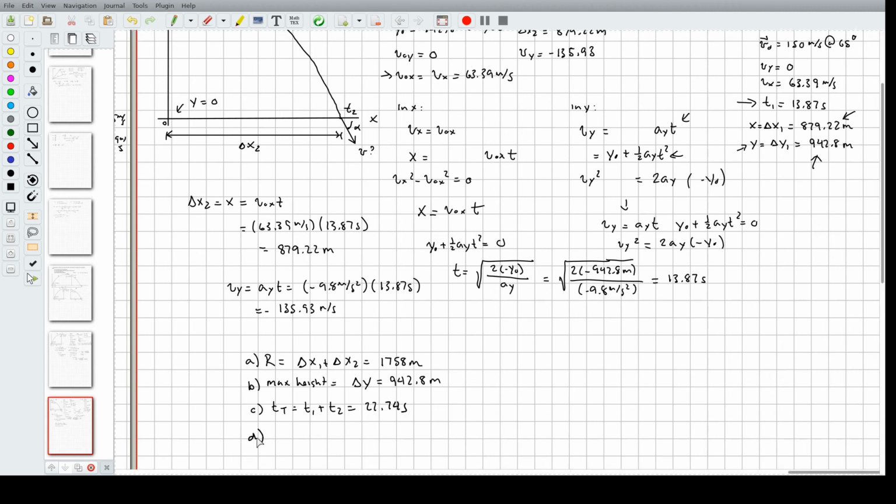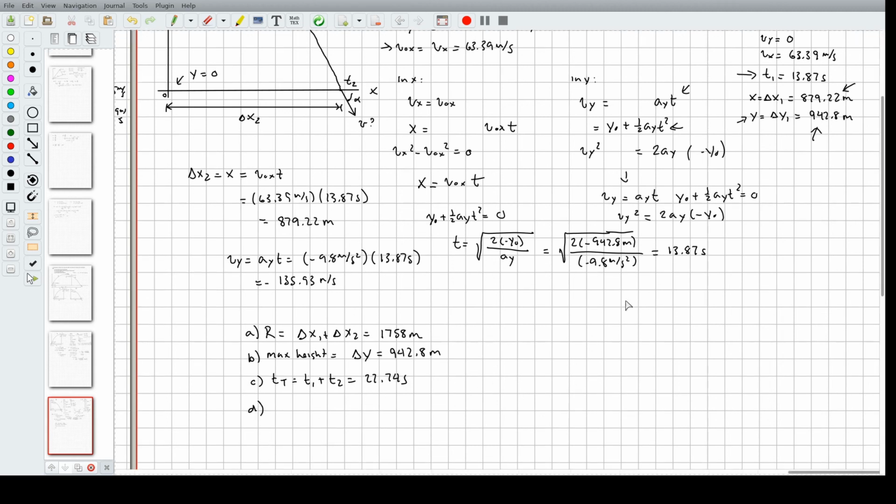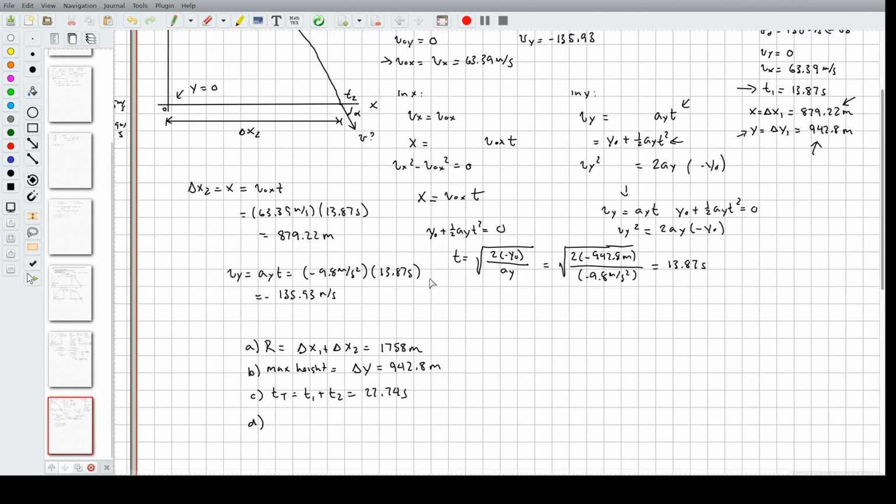The last thing was the velocity upon impact. To do that, we actually need to find alpha and find v. I already know that v is going to be 150 meters per second, but let's illustrate that point by doing this. So here's the angle that this thing is going to make into the ground. This would be the x direction, this would be the y direction. Here's alpha.